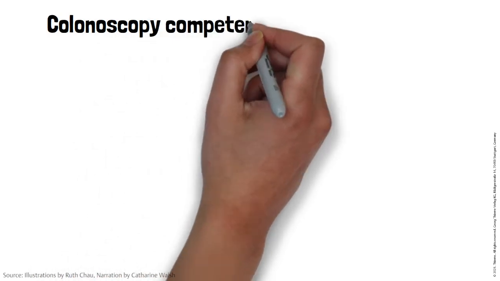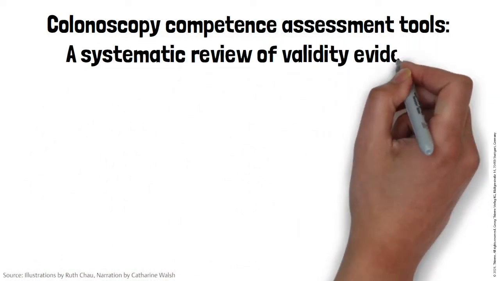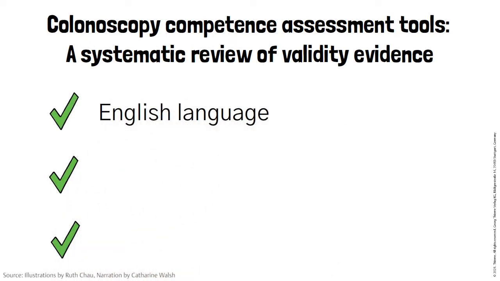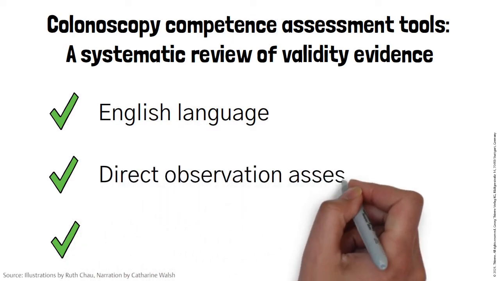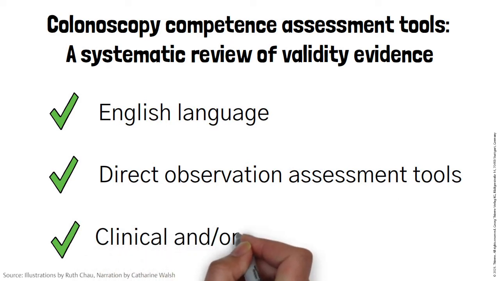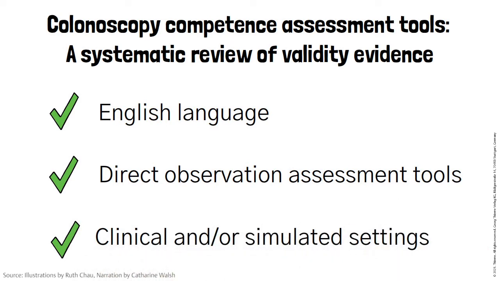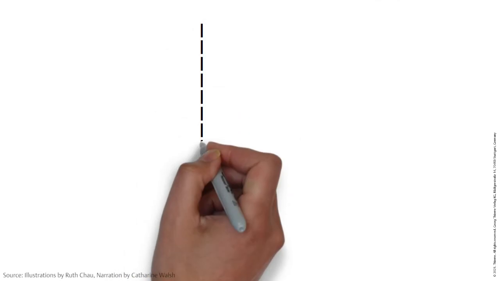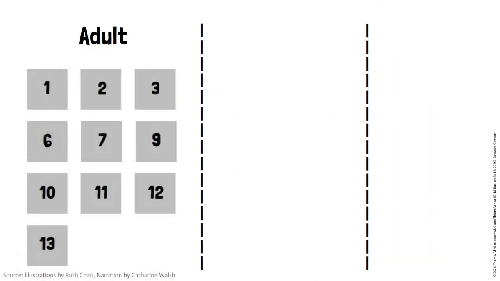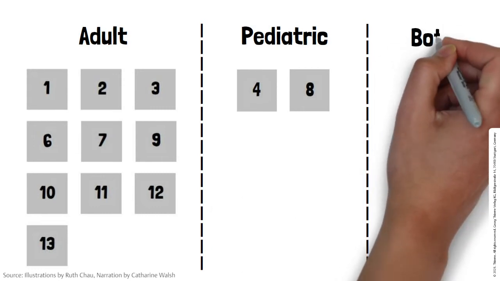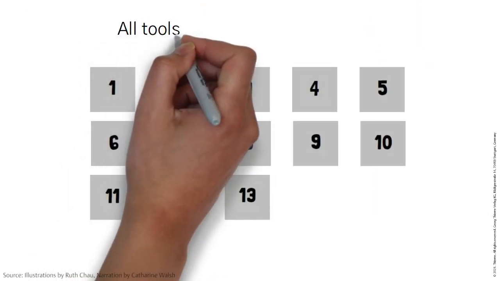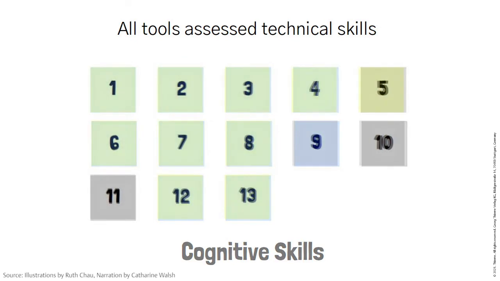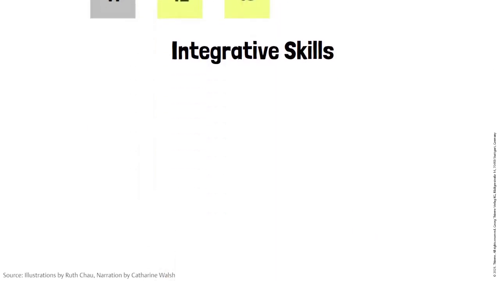To address this gap, we systematically reviewed and graded validity evidence of published tools that can be used to observe and assess colonoscopy performance. We included English language studies that investigated validity evidence of direct observation assessment tools for colonoscopy in either the clinical and/or simulated settings. PRISMA guidelines were followed, and ultimately 13 unique assessment tools met review criteria, each with a range of validity evidence. 10 tools assessed adult colonoscopy, 2 assessed pediatric colonoscopy, and 1 assessed both. All tools assessed technical skills in performing colonoscopy, 10 assessed cognitive skills, and 10 assessed integrative or endoscopic non-technical skills.